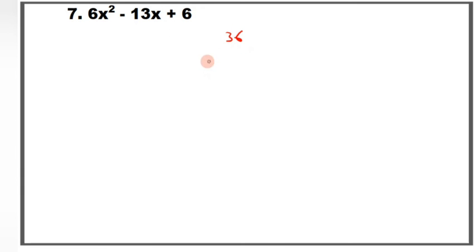So first of all, 9 and 4 are factors of 36. But when you add them together, they're not going to give you minus 13. So shift that to minus 9 and minus 4. So minus 9 and minus 4, when you multiply them together, it's going to give you plus 36. And when you add this together, it's going to give you minus 13. So we can use this in place.